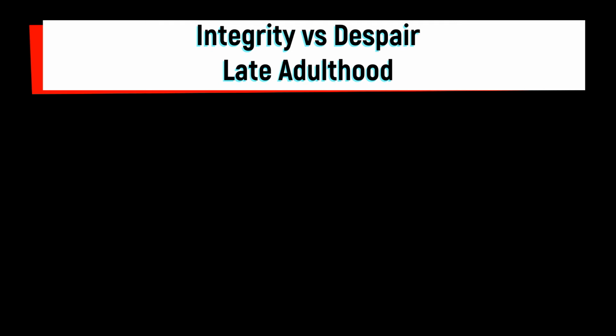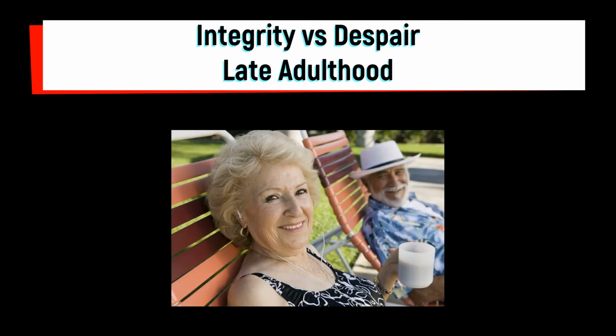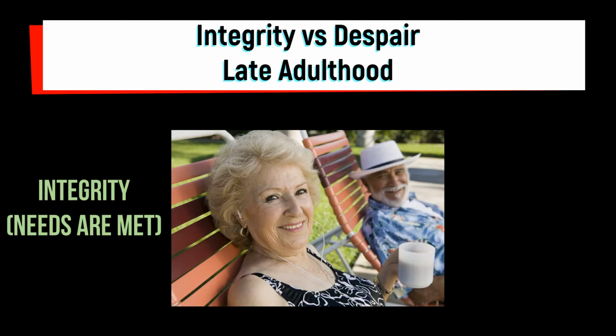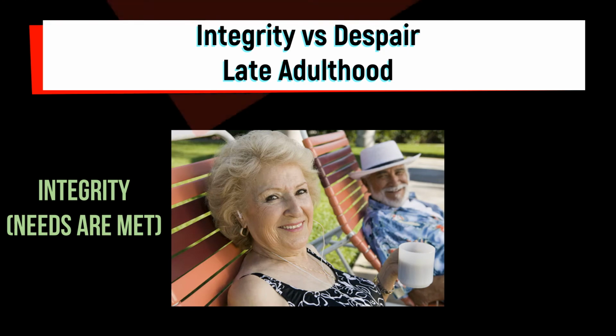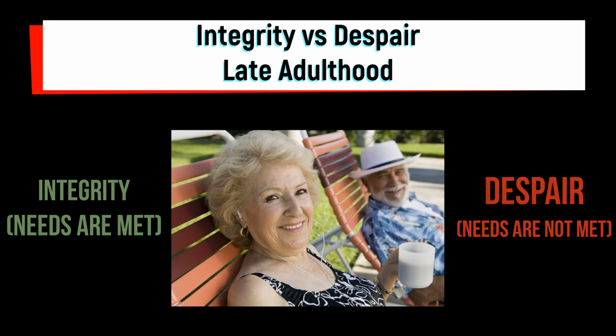The last stage takes place in older adulthood. This stage is called integrity versus despair. When a person reaches the last stages of their life, if they feel pleased with the way their life has gone, they'll feel integrity. If they don't, they'll feel regret and despair.